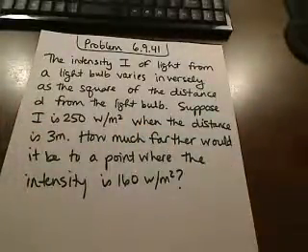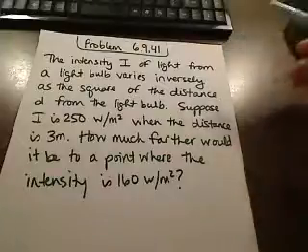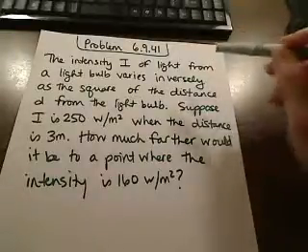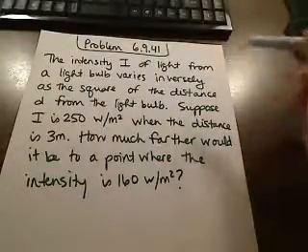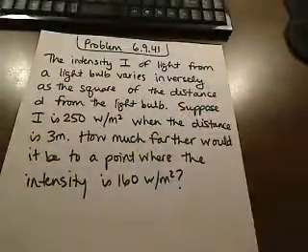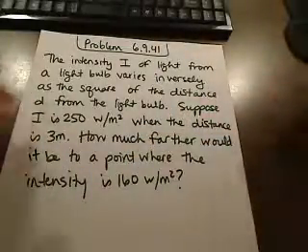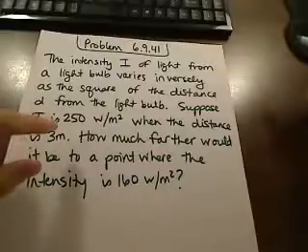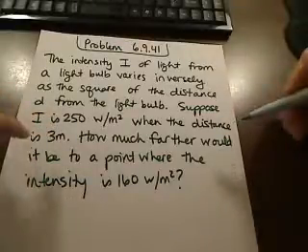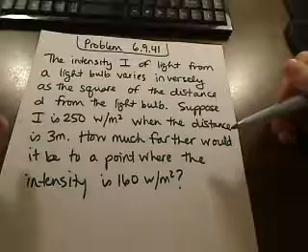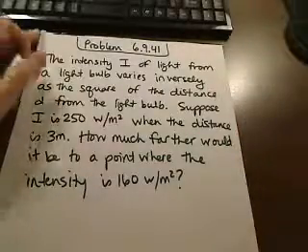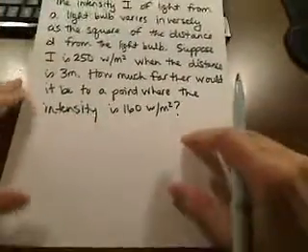All right, so this is problem 6.9.41, and we have the intensity I of light from a light bulb varies inversely as the square of the distance d from the light bulb. And we want to suppose that I is 250 watts per meter squared when the distance is 3 meters, and how much farther would it be to a point where the intensity is 160 watts per meter squared.